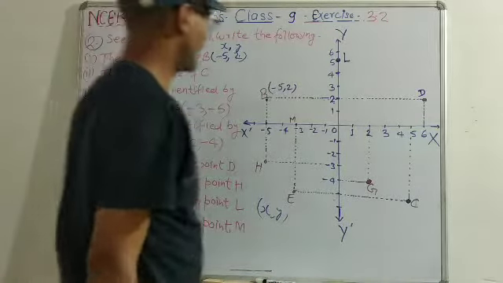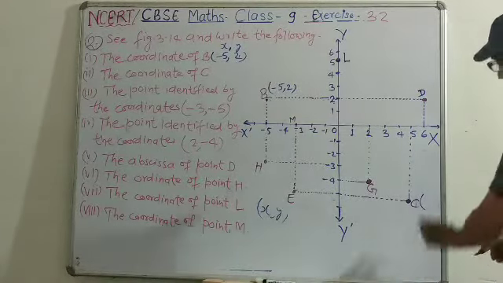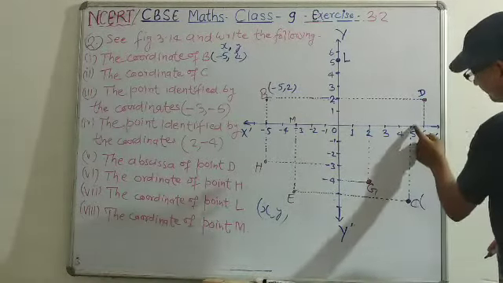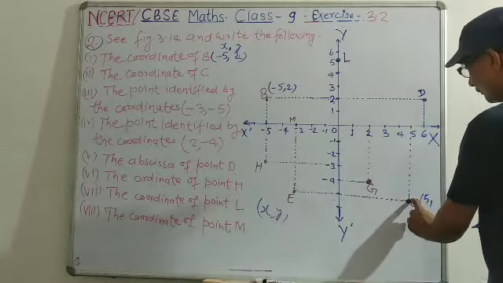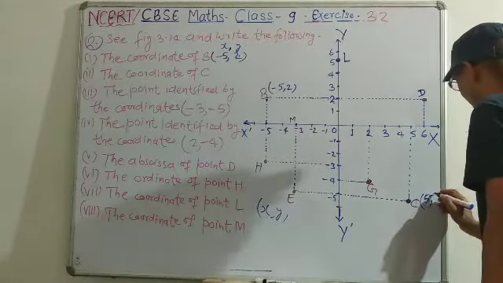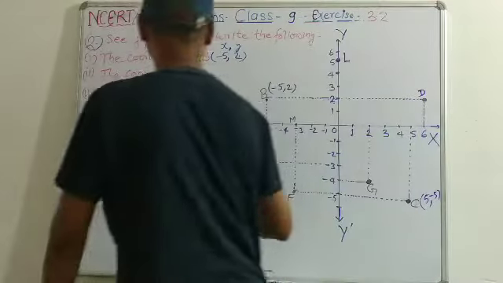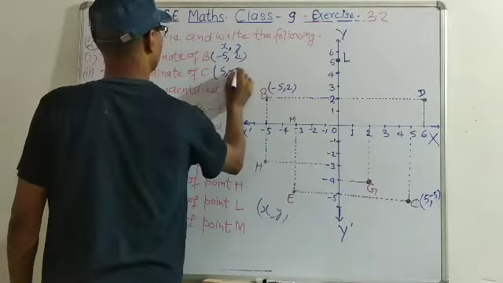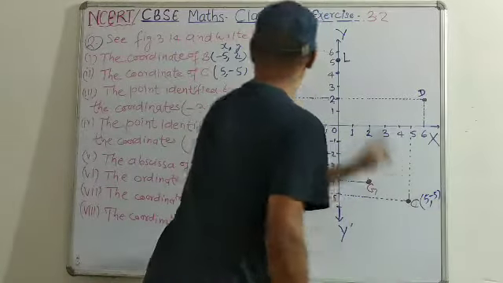Let's see where is the C. Here is C. What is the coordinate of C? On the x axis it is 5, and the y axis it is -5. The coordinate of C is 5, minus 5. We do not write y first. First we write x axis then y axis.